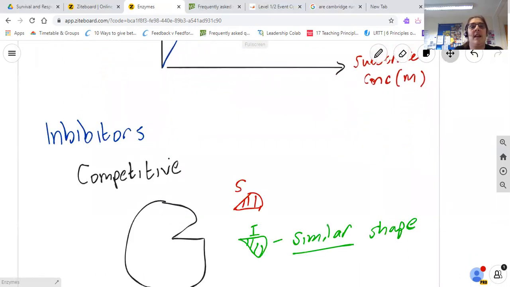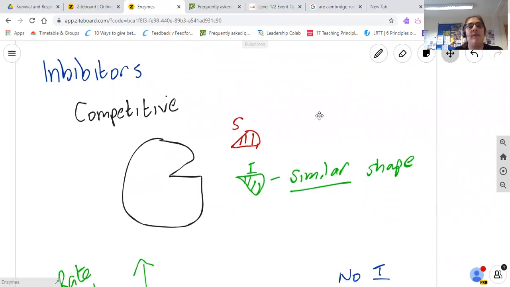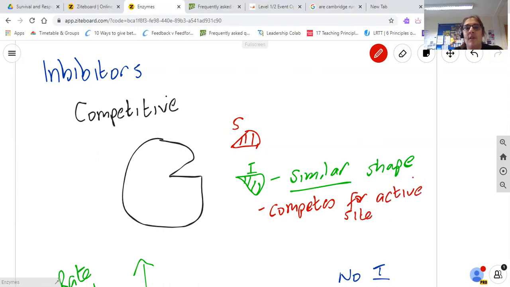Okay, so that leads us to the inhibitors. Now, inhibitors form one of two types. They can be competitive or non-competitive. So with competitive inhibitors, the inhibitor has a similar, note I've underlined similar, shape to the substrate, and therefore it competes for the active site. Now, the important thing about competitive inhibitors is that they are reversible, because basically the inhibitor pops in and pops out again.